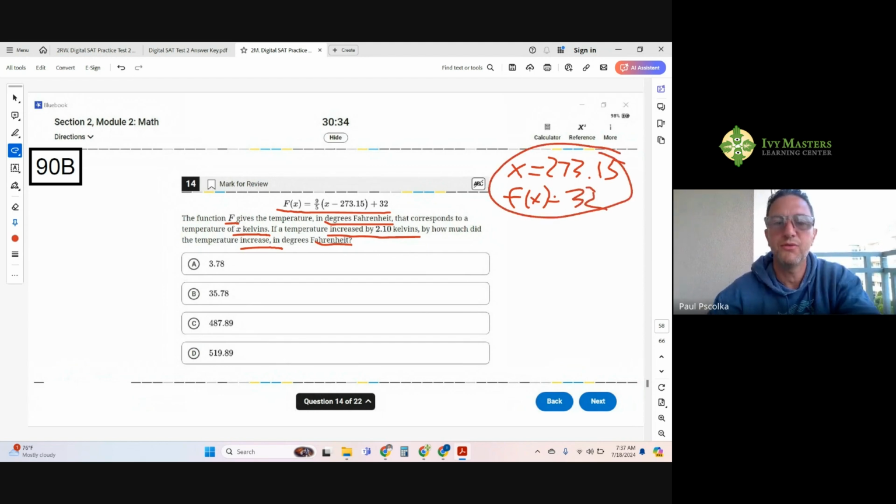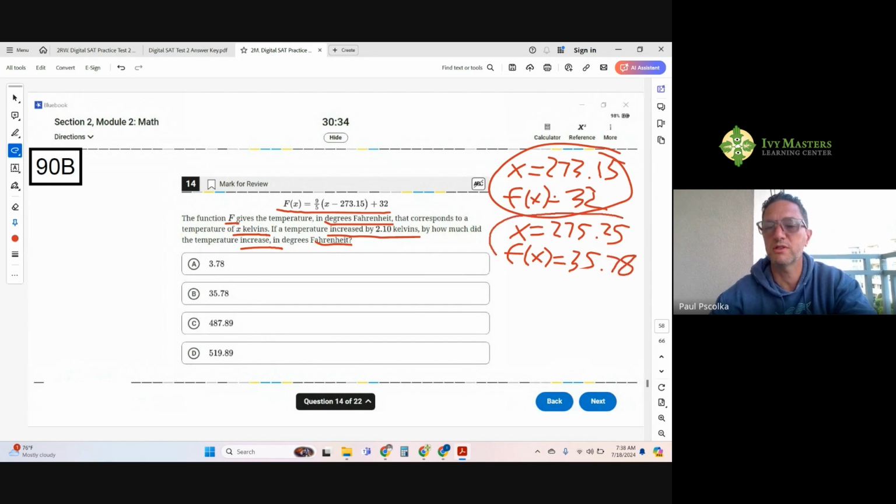And then if you're increasing in temperature by 2.10 degrees, you've got to literally add that to your X. And now your new X is going to be 275.25 degrees Kelvin. And then you solve for your new f of x, and you find that it's 35.78. Now, keep in mind what the question's asking for.